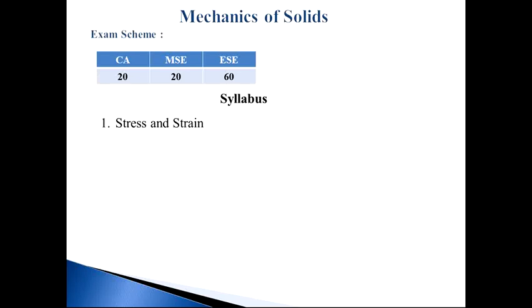In stress and strain: types of stresses, types of strain, Hooke's law, stress strain curve for MS bar, then uniaxial, biaxial and triaxial deformation, relation between the three elastic moduli, and numerical problems based on these points. The second one is shear force and bending moment. In this chapter, we draw the SFD and BMD for simply supported beam and cantilever beam subjected to UDL, point load and moment.